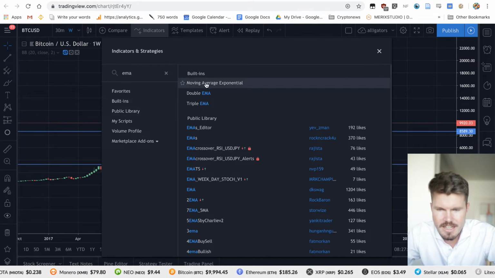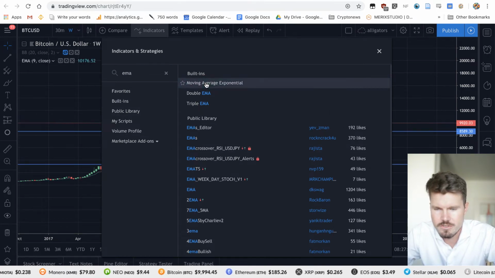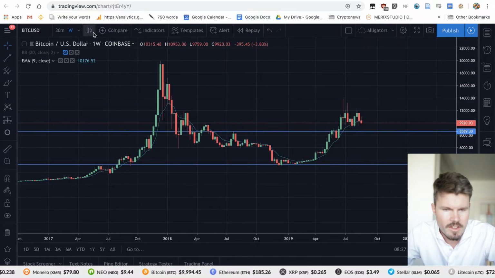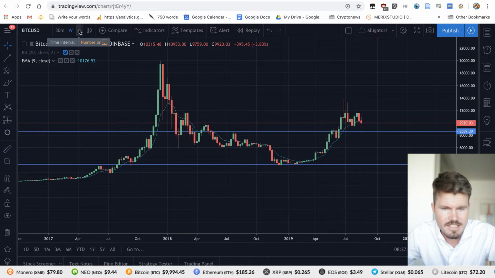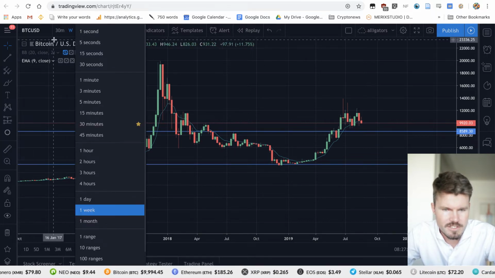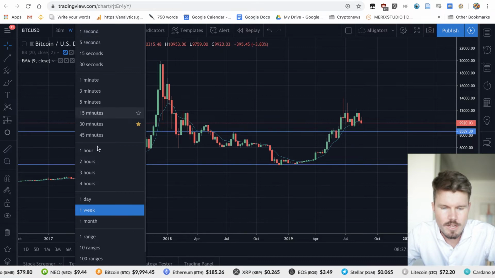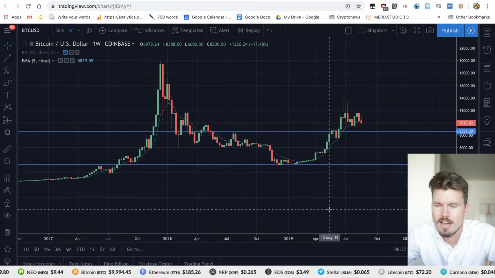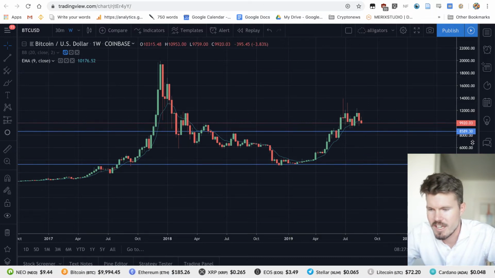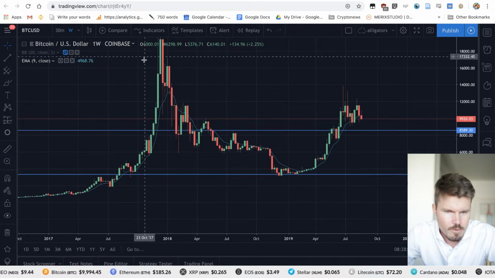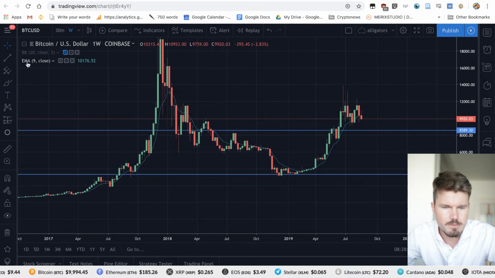Here, and then you can select the moving average exponential and it will be added to your chart. Now, one thing that is very important is that here on your taskbar at the top, you've got different time frames and you want to select the 1 week time frame, as we're looking at a much longer period of time into the future. So now we would like to customize our exponential moving average.